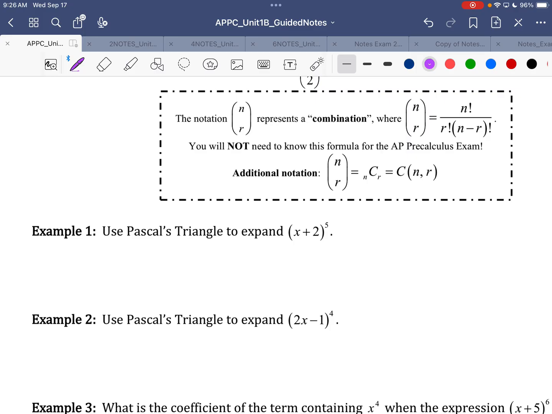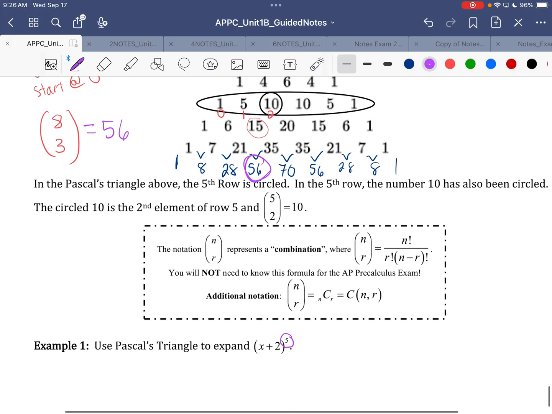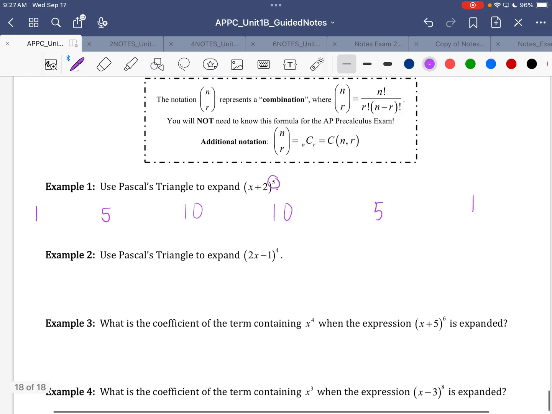Using Pascal's triangle, if it is to the 5th, what row are you taking? The 5th, or, well, yeah, 0, 1, 2, 3, 4, 5. So the one that's already pre-circled in the notes is the row we're taking. So write that down, really spread apart. 1, 5, 10, 10, 5, 1. So that's coming from that already circled row.